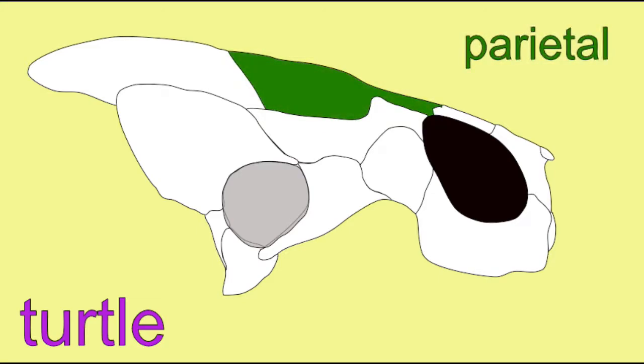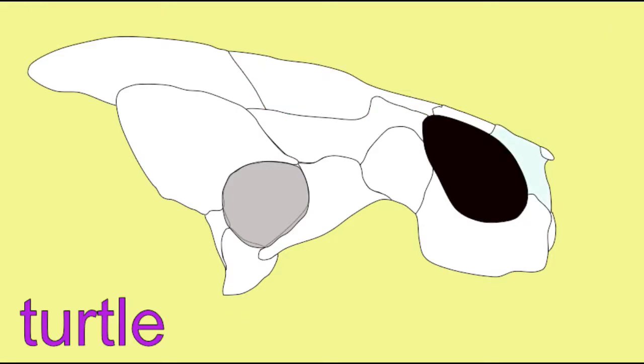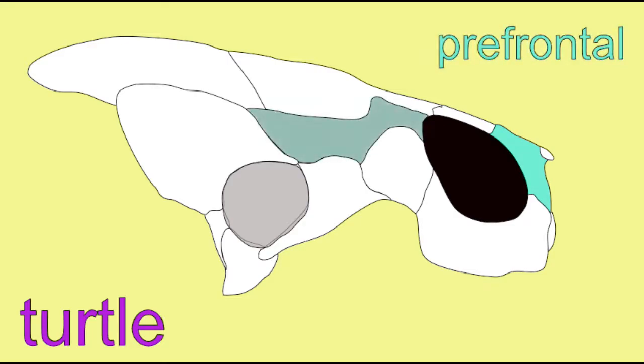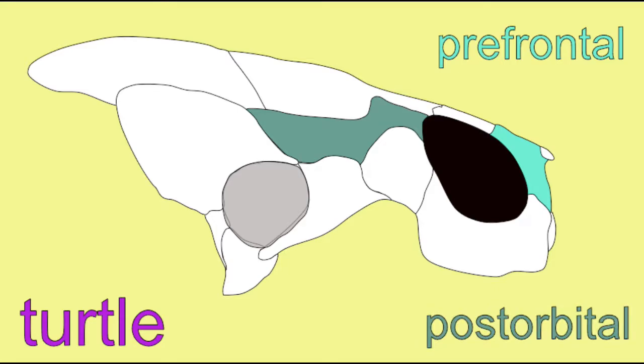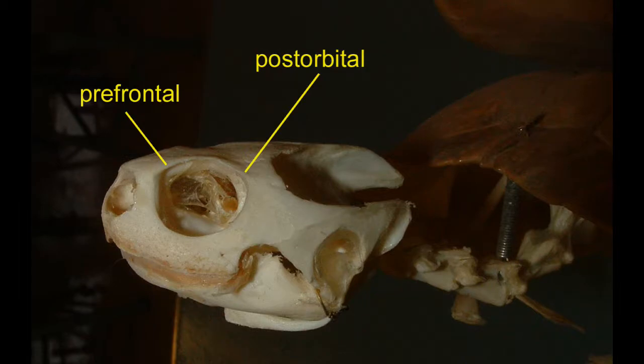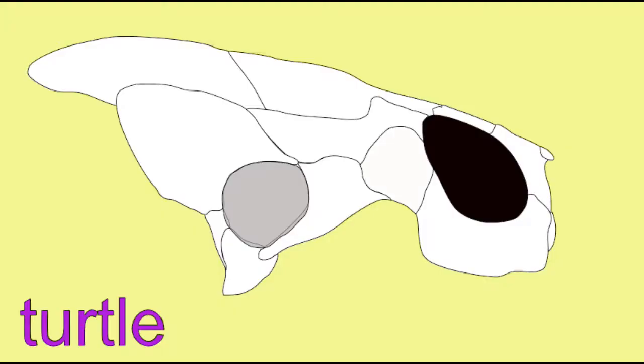The roof of the cranium is composed of frontal, parietal, and postparietal bones. There are additional bones in the vicinity of the eye, like the prefrontal and postorbital bones, which are retained from the early amniotes, although they have been lost in the mammalian lineage.